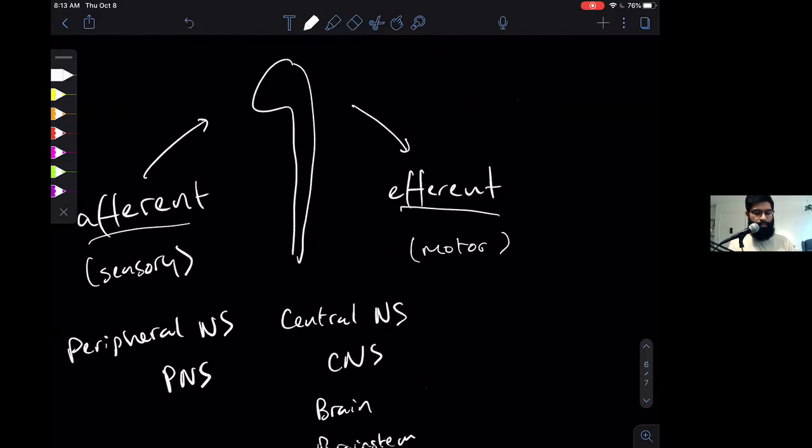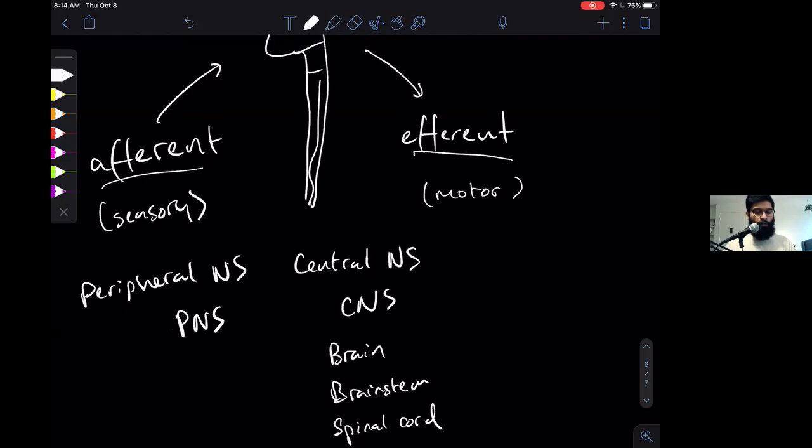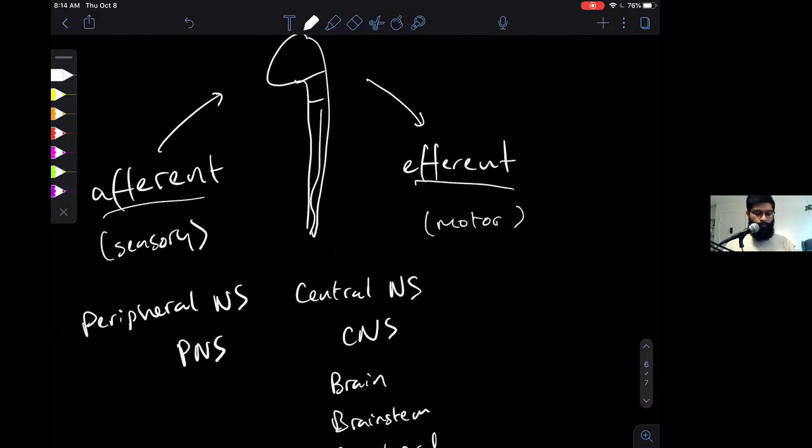So it's all these guys in the center right here. You have your brain, your brainstem, and then your spinal cord. And then there are also going to be some interneurons here. Interneurons are going to do a little bit of integration on their own, and these can lie anywhere inside the central nervous system. And so when we're looking at afferent, efferent, that's going to be peripheral nervous system. So this is nerves coming off of the central nervous system.